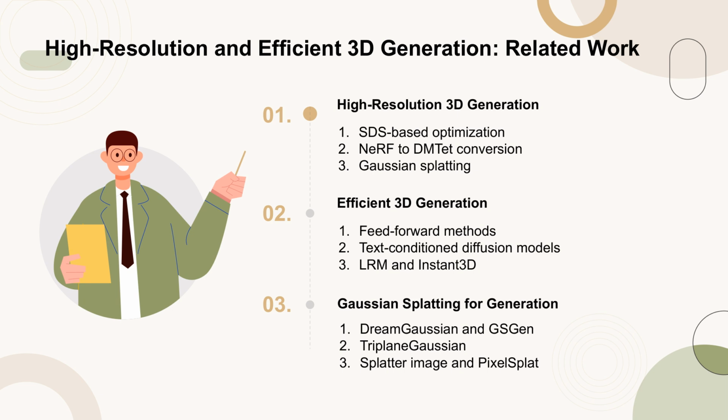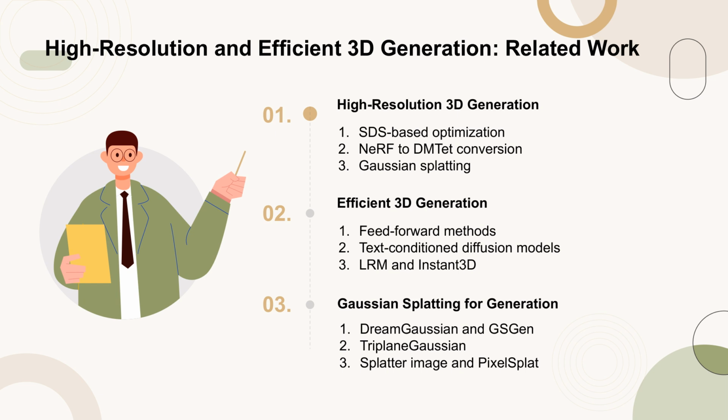Efficient 3D generation, on the other hand, focuses on feed-forward methods that can generate 3D assets quickly after training. Models like LRM and Instant 3D have shown the potential for fast text-to-3D generation, though they often face limitations in resolution and fidelity. Recent advancements in Gaussian splatting for generation include Dream Gaussian and Jiaxiang, which aim to decrease generation time through various densification strategies. However, these methods still require significant time for high-fidelity results.